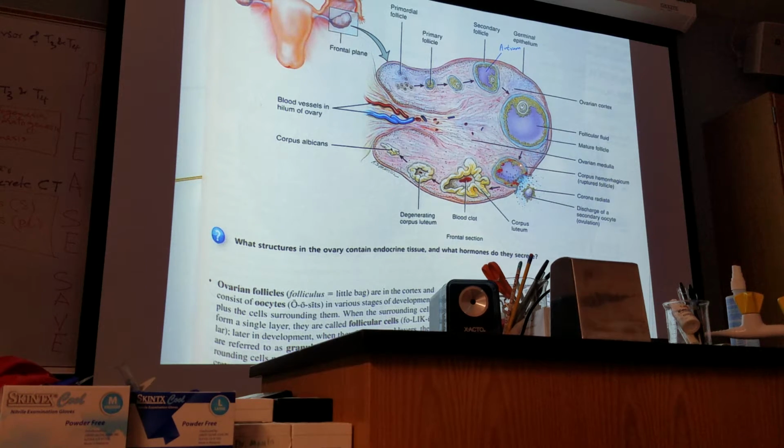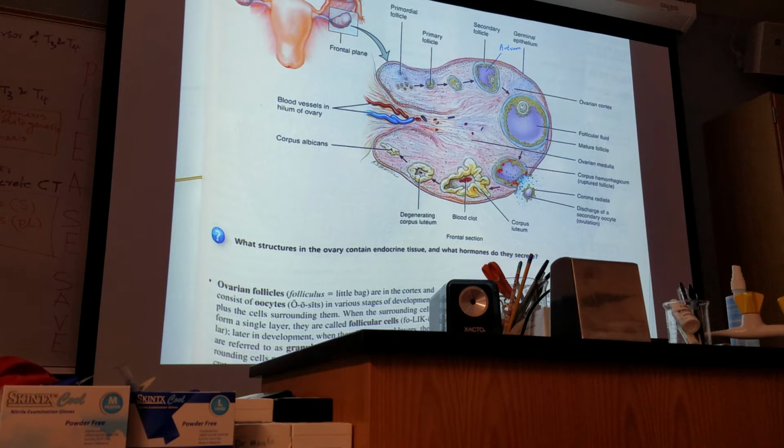What happens? The remaining cells over here divide rapidly, fill in the space, change their character and form an endocrine structure called corpus luteum. This whole structure is called corpus luteum. Ultimately, the blood clot will be absorbed. Now, corpus luteum mainly secretes progesterone and estrogen, and progesterone is very important for the maintenance of pregnancy.